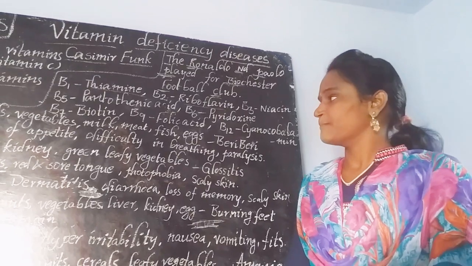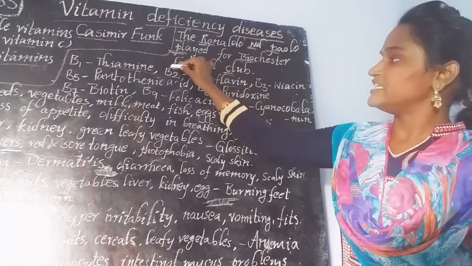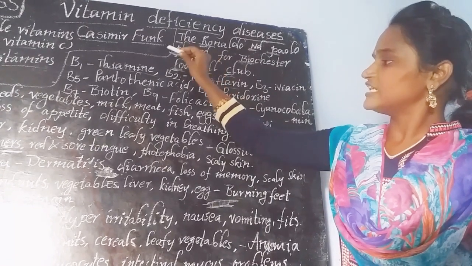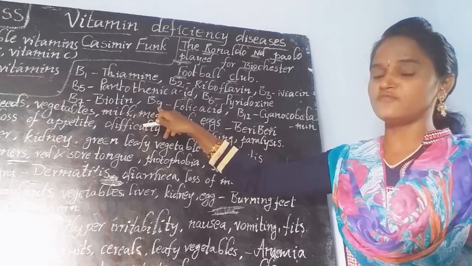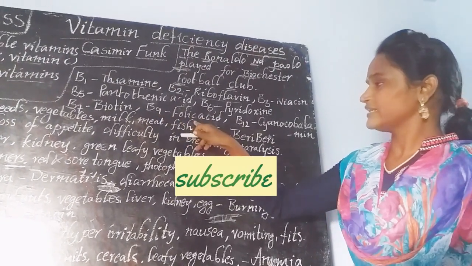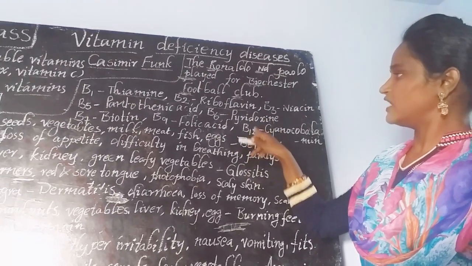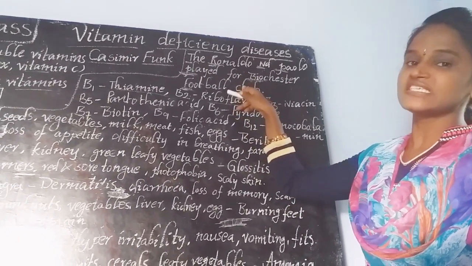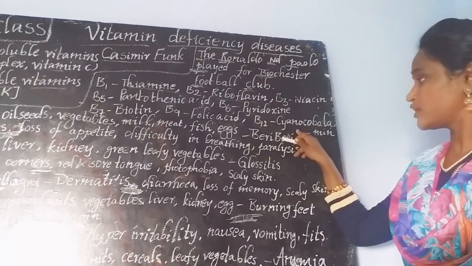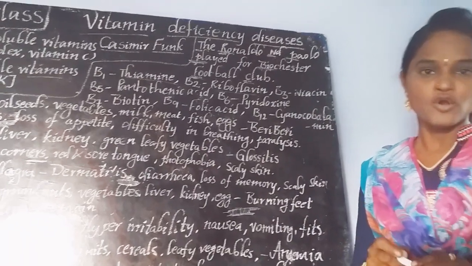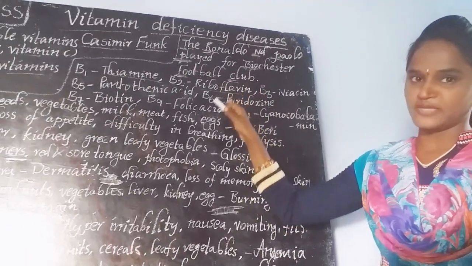B7 indicates biotin. The next one is F. F indicates vitamin B9. What is the scientific name of vitamin B9? Folic acid. The next one, vitamin B12, is indicated with C. The scientific name of B12 is cyanocobalamin. Just have a deep discussion on these vitamins.